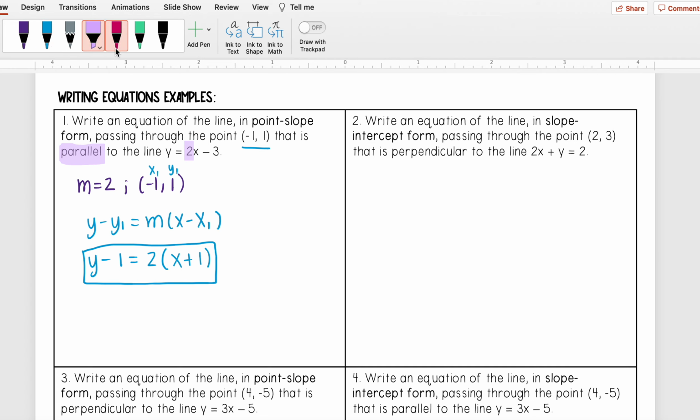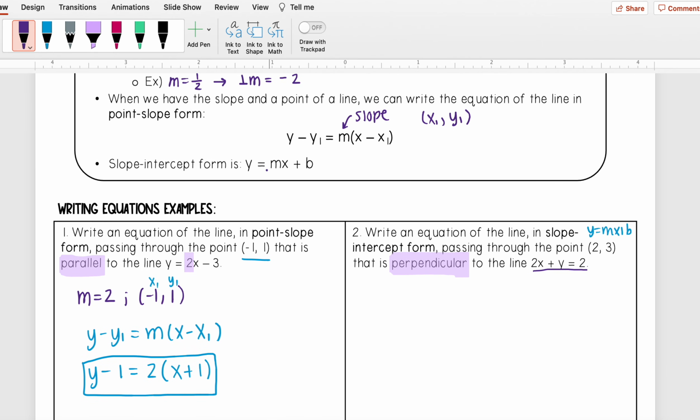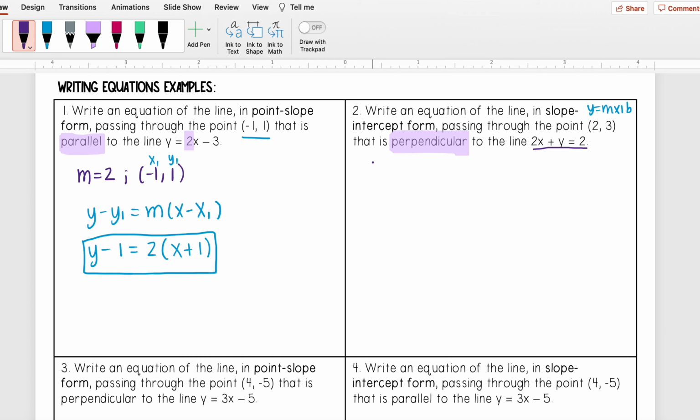So number 2 says to write the equation now in slope-intercept form. That means I want it in y equals mx plus b form. Passing through the point 2, 3, that is perpendicular to the line 2x plus y equals 2. Okay, so this one's going to take a little bit more work, because when I'm looking at this equation, I can't immediately tell what the slope is, because 2x plus y equals 2 is actually in standard form. It's not in slope-intercept form or point slope form where I can easily see my slope.